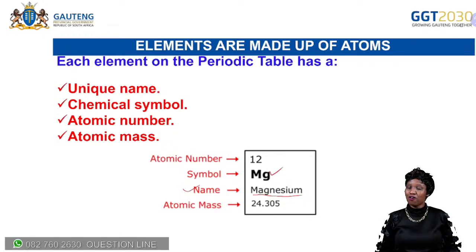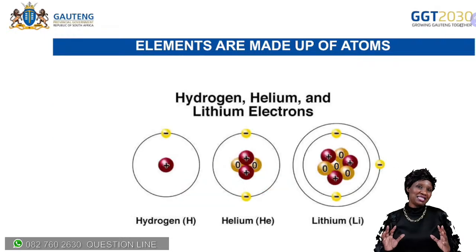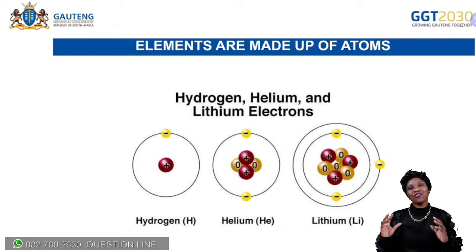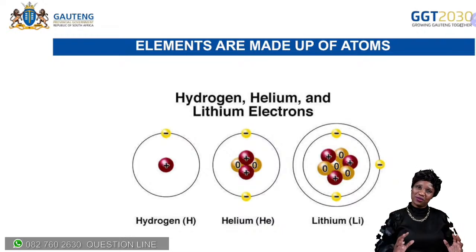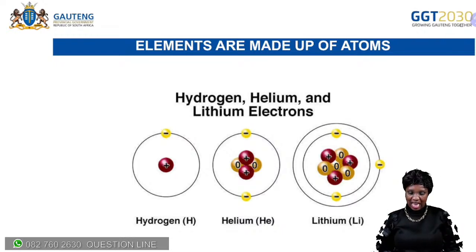Elements are made up of atoms. Remember what elements are. Where do we find elements? We said all the known elements are on the periodic table of elements. And then we've got hydrogen, helium, and lithium. These are the elements, and we find these in the periodic table of elements.